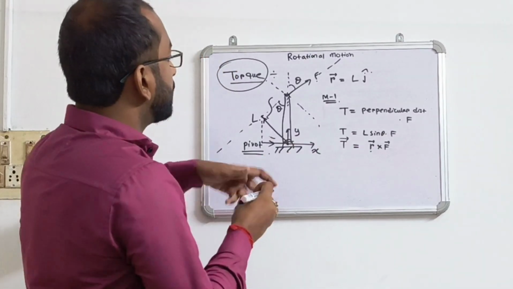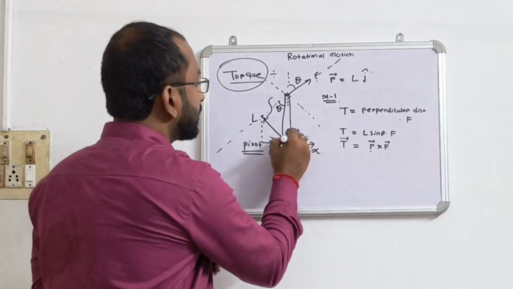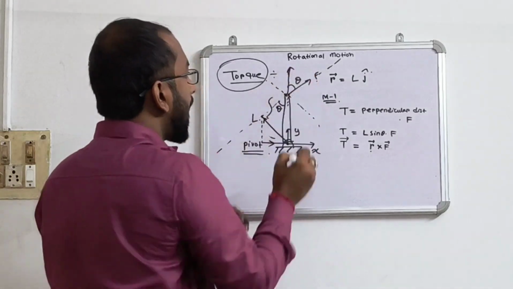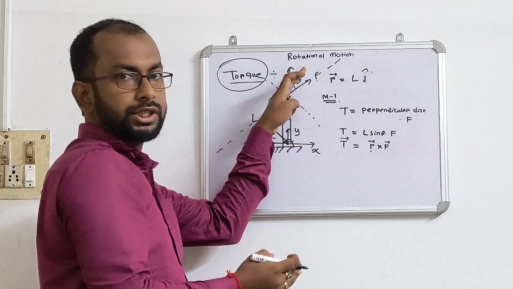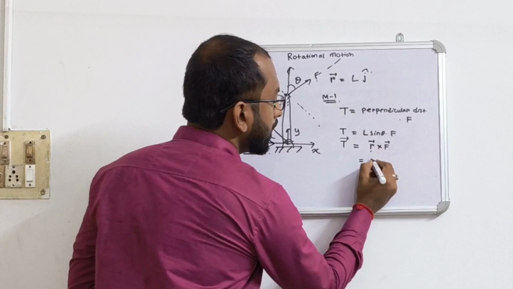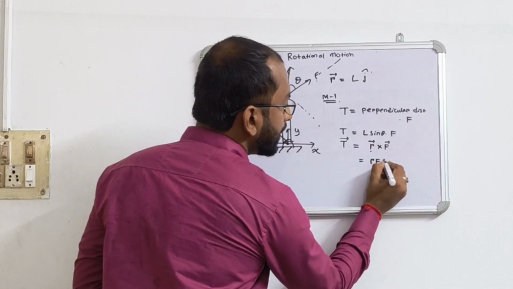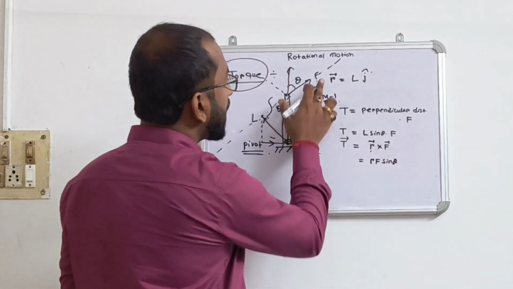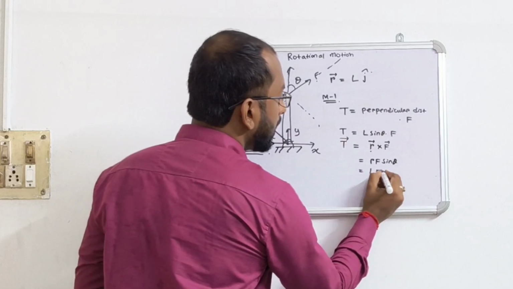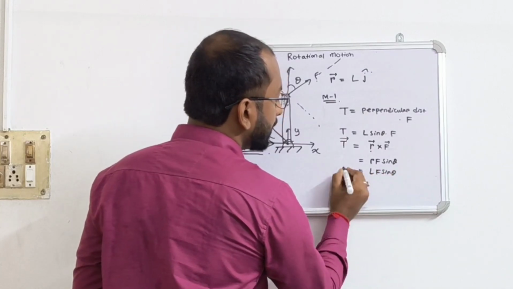So see, for this point the direction vector is this direction, and the angle between the direction vector and the force is theta. So torque is basically R into F sine theta. In this case R is basically L, so that is why L F sine theta is coming.